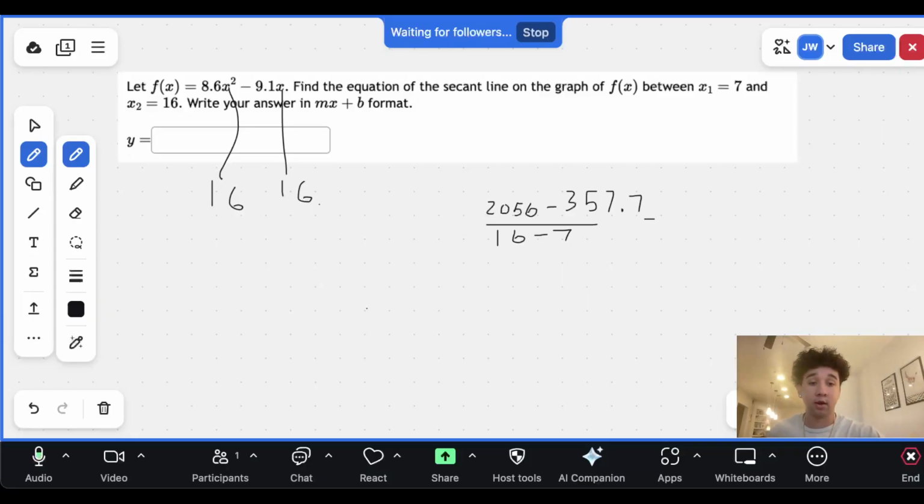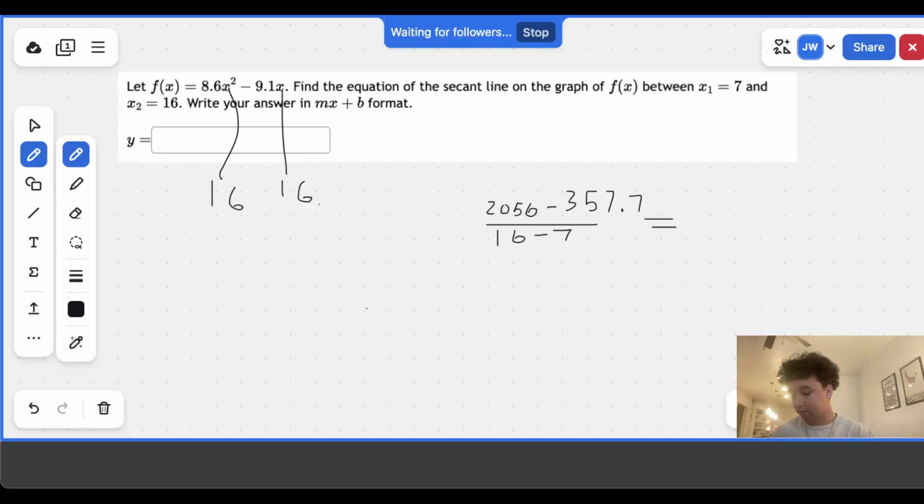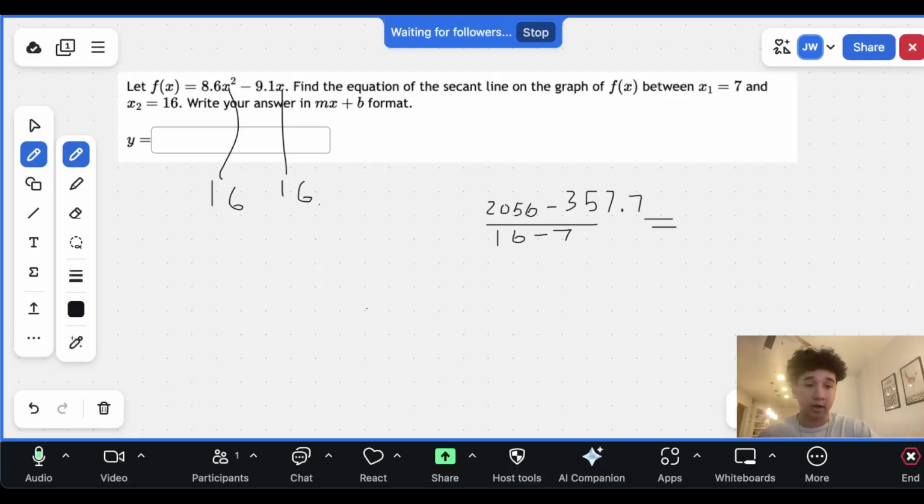So now from here, all I'm going to do is some math, right? 2056 minus 357.7. Let me do this on a calculator real quick. 2056 minus 357.7. Okay, I got 1,698.3.